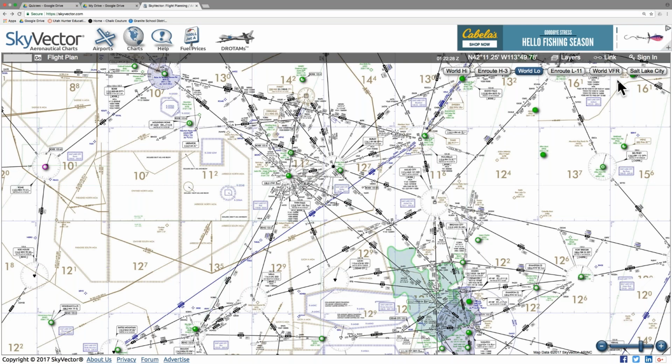In talking about precision approaches, your GPS approaches would also be considered a type of precision approach. If you said RNAV or RNP, LNAV, VNAV, those are also types of precision approaches.